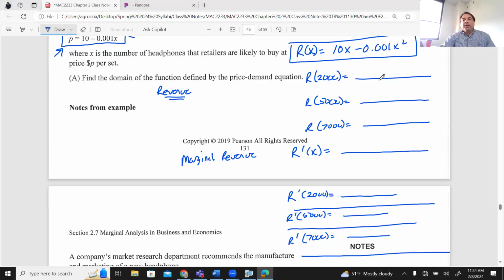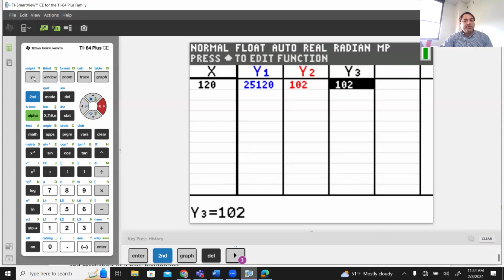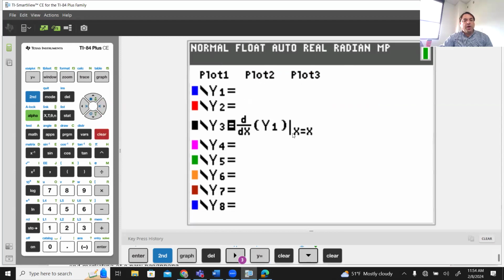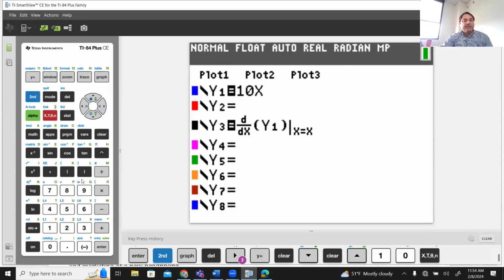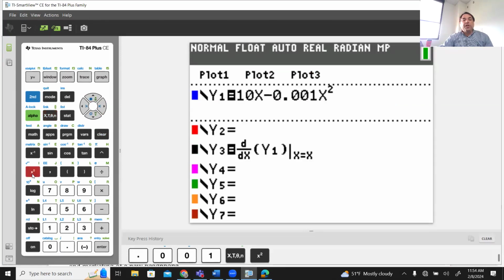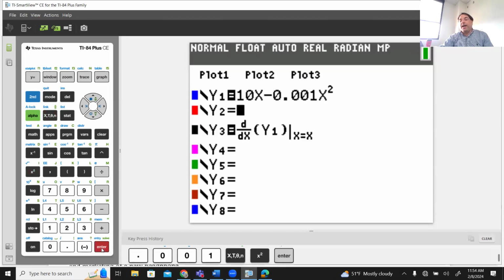Notice that the first part is just plugging in the numbers, right? So I'm going to go to the calculator, go to y equals. I'm going to change y1, get rid of y2. I'll leave the derivative there for now, so I don't have to retype it. But now we're dealing with revenue. Revenue is 10x minus 0.001x squared.